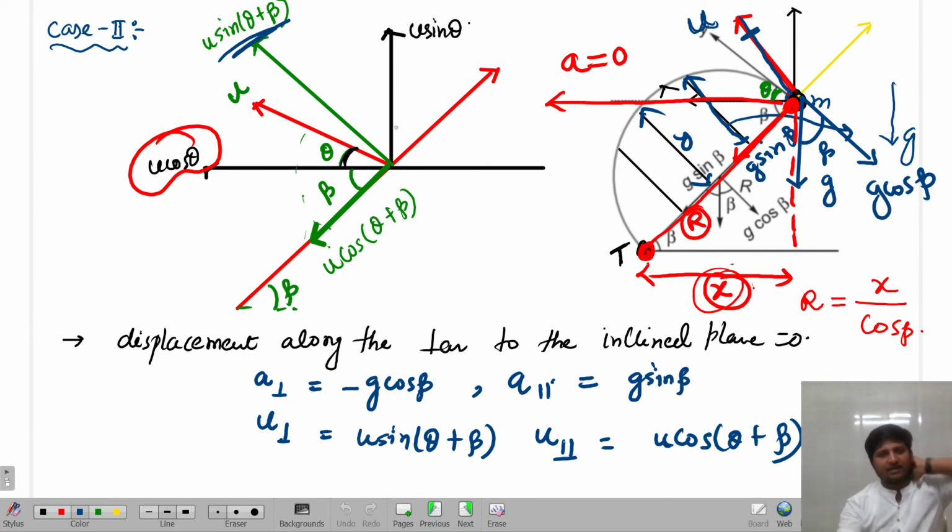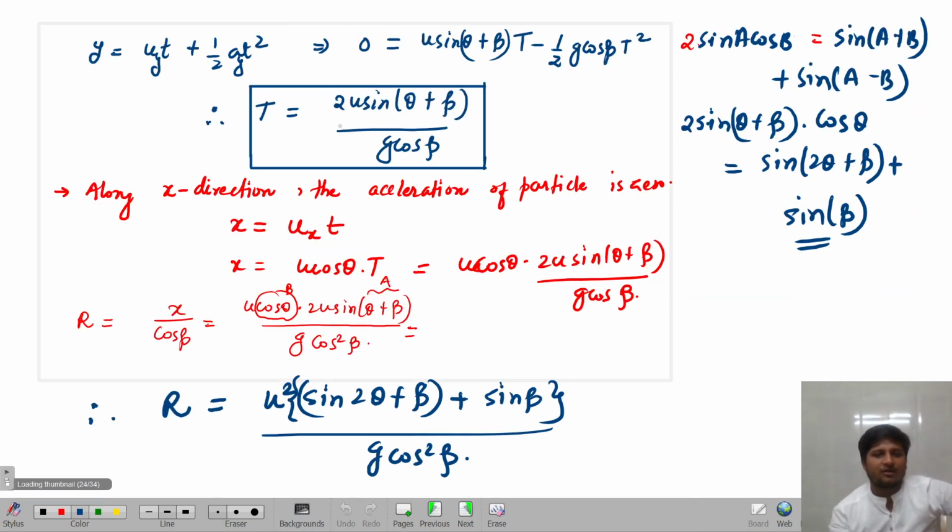It is easy. Again, what I have done: I have taken the initial velocity component, one perpendicular to the inclined plane, one parallel to the inclined plane. Then I have considered acceleration perpendicular and parallel to the inclined plane. I have utilized the displacement of y. Applying it, I got my time of flight, and then I got my range over here. Is it easy or not? Easy peasy? Yes or no?